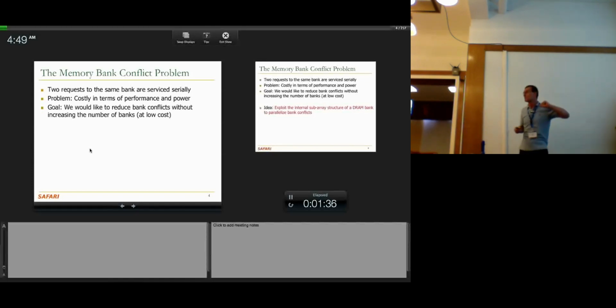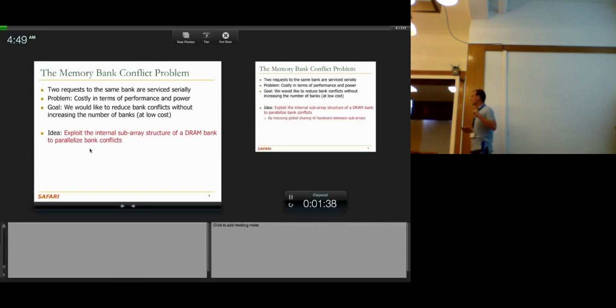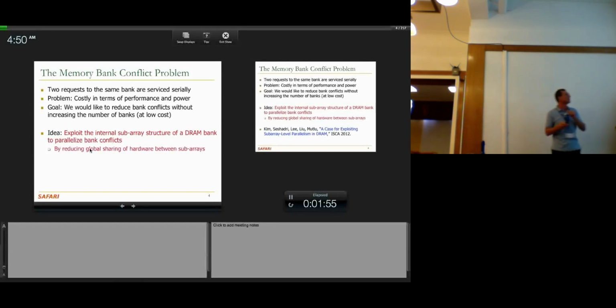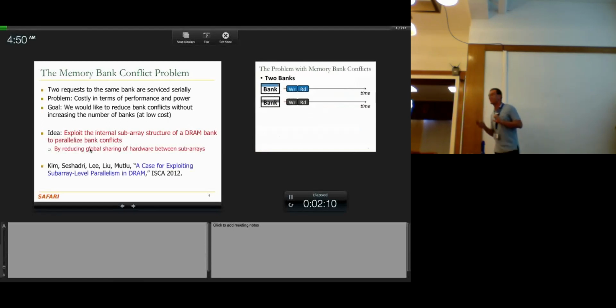Ideally, we would like to reduce the bank conflicts without adding more banks, basically at low cost. That's what we're going to try to achieve. And the key idea in this work is to exploit the internal subarray structure of a DRAM bank. A DRAM bank actually consists of smaller sub-banks, subarrays, and we're going to try to access them in parallel as much as possible without increasing the cost. And the way in which we will achieve this will be by reducing the global sharing of hardware structures between these subarrays. If we completely make them independent, they will become banks. But we're not going to make them completely independent. We're going to make them just independent enough to get most of the benefit.